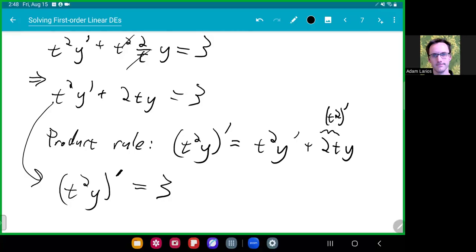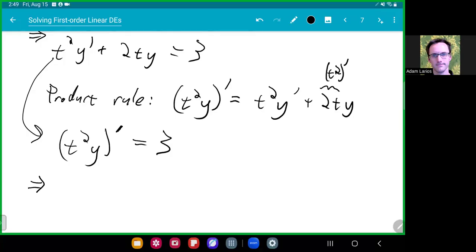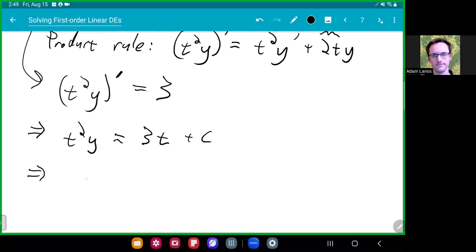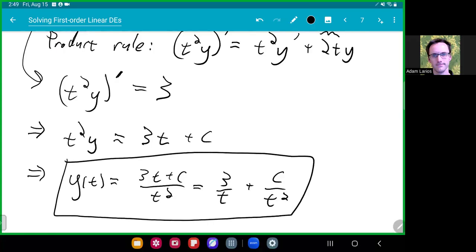That's the technique of integrating factor. It's kind of going backwards from product rule. Now it reduces to what we've seen before. T squared y is equal to, now I integrate 3, so I get 3t plus a constant. And then we can solve for y. So y of t, I could just write y, but it's nice to write y of t sometimes, is, well, let's see, we divide by t squared, so we get 3t plus c divided by t squared, which you could write as 3 over t plus c over t squared. That's our answer for this problem.